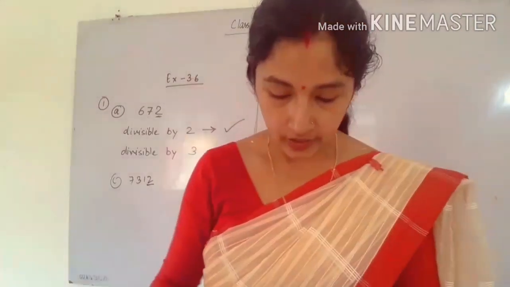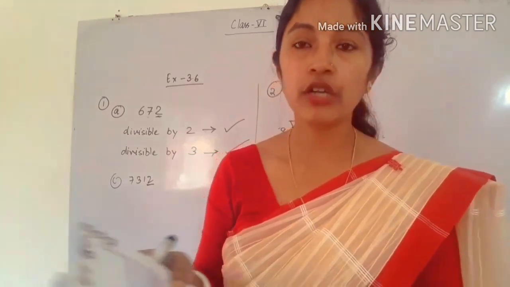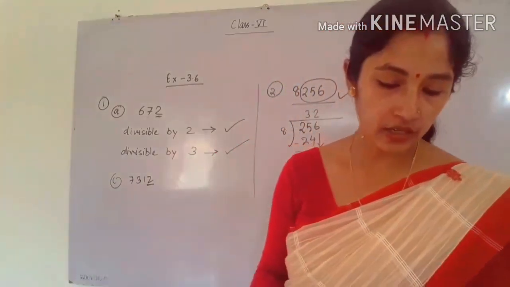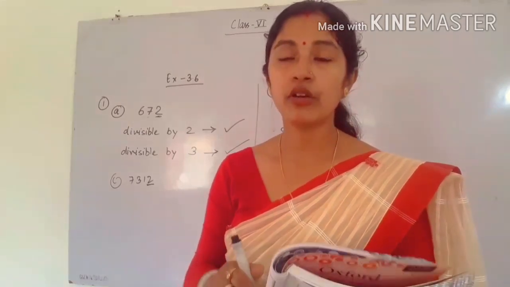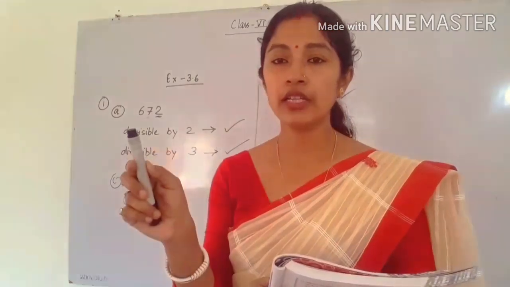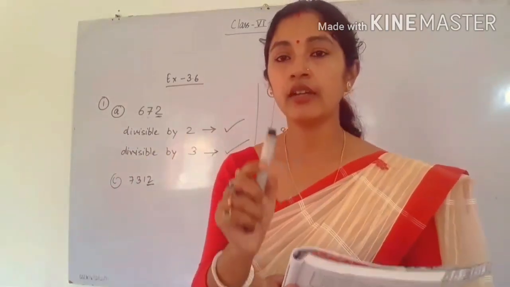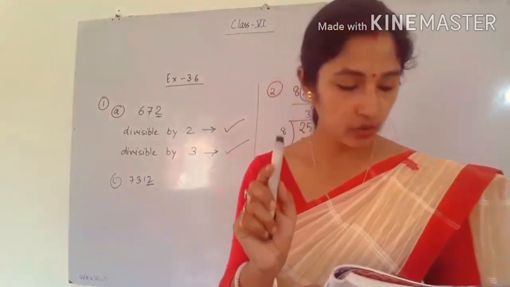Okay. So, next come to exercise 3.7. In 3.7, in question 1, you have to check for divisibility by 9. For that you can do it by yourself, because this is the same as for 3. You have to add all the digits and check whether the particular number is divisible by 9 or not. So, please try to do it.